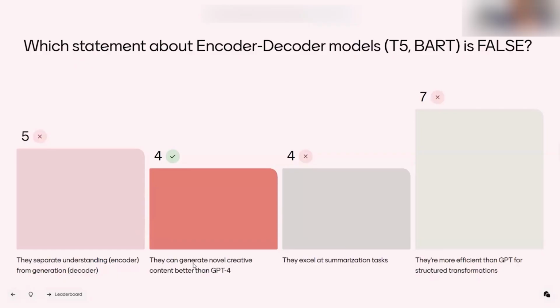I suspect people got it wrong because they did not read the question correctly. They were thinking the statement is true, and that's what makes it tricky, a more tricky question for those who missed it. So they are not for generating novel content. That would be for a decoder model only. Okay, so that was the answer.